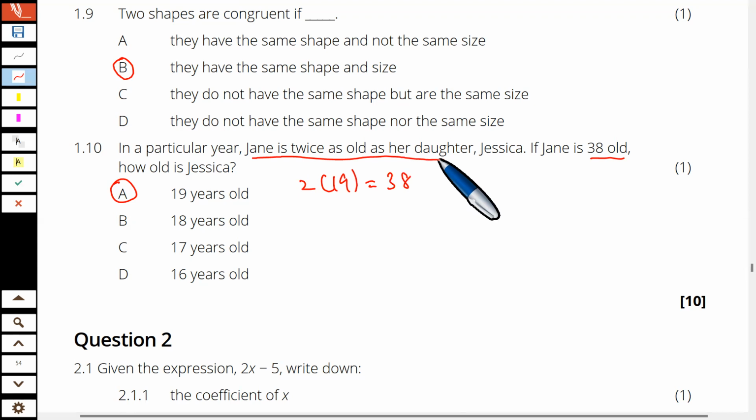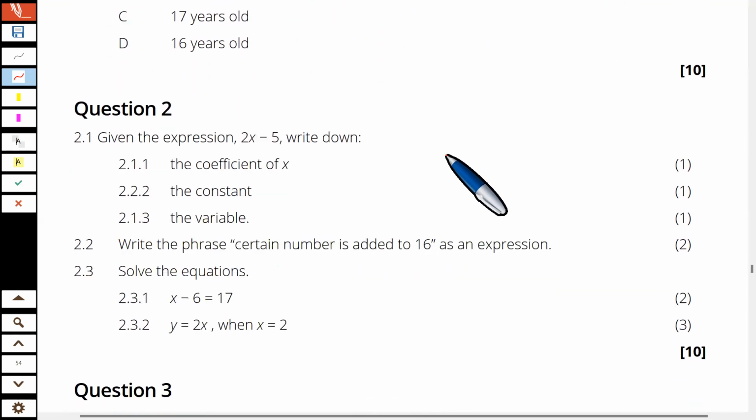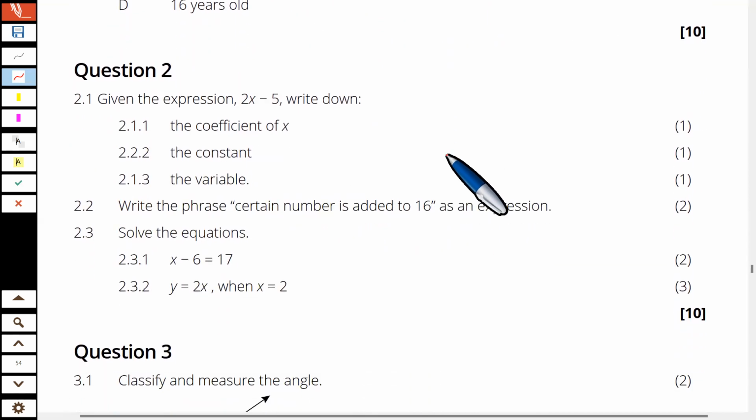Next question. Right, given the expression 2x minus 5, write down the coefficient of x. What do you think is the coefficient of x here? 2? Please come again. And the constant. No, I mean the coefficient of x. Okay, what did you say the answer is, please? The coefficient of x. Yes, please.